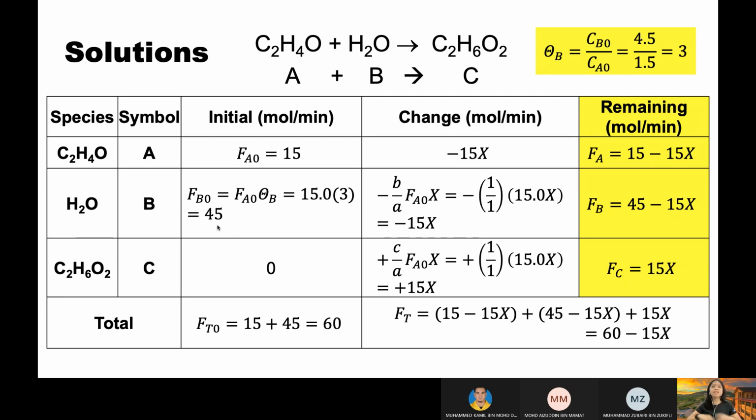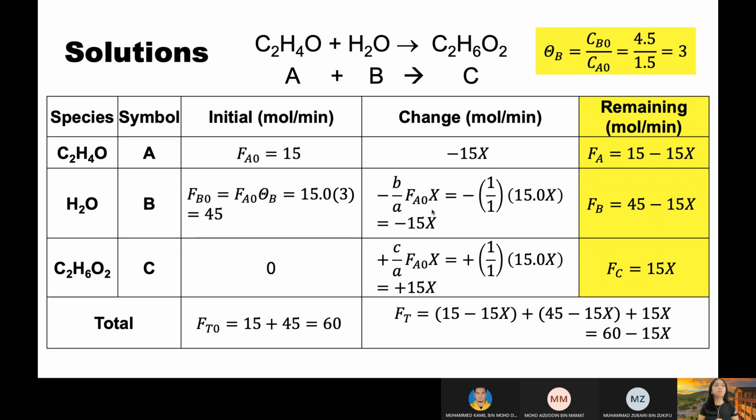Ataupun erti kata yang paling senang, nisbah A dan B yang masuk adalah 1 terhadap 3 daripada nisbah ni. Sebab tu kalau molar flow rate A yang masuk 15, molar flow rate B yang masuk kali 3, 45. Sebab nisbah dia 1 kepada 3. Sebab tu concentration dia, nisbah dia 1.5 to 4.5, right? 1.5 of A to 4.5 of B. So kalau molar flow rate dia pun 15 untuk A, 45 lah ke untuk B darab 3. Okay, done. So how much change of B?